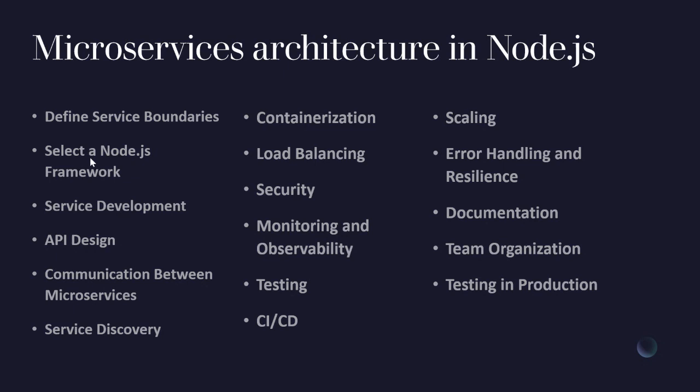And team organization. You have to organize development teams around individual microservices to promote ownership, autonomy, and rapid development cycles. The last one is testing in production. You have to implement feature flags and testing to safely test new features or changes in production without impacting all users.